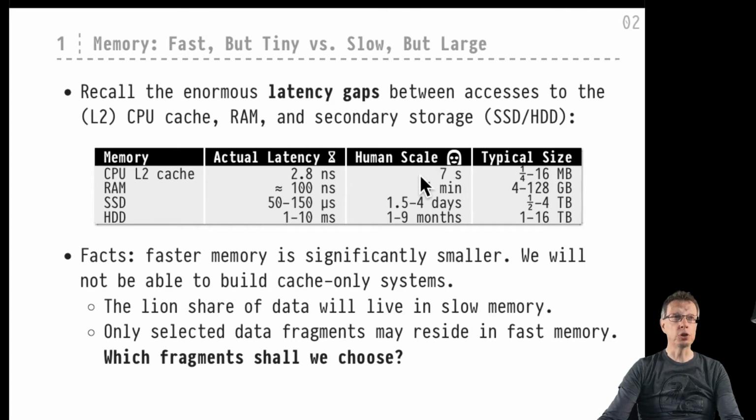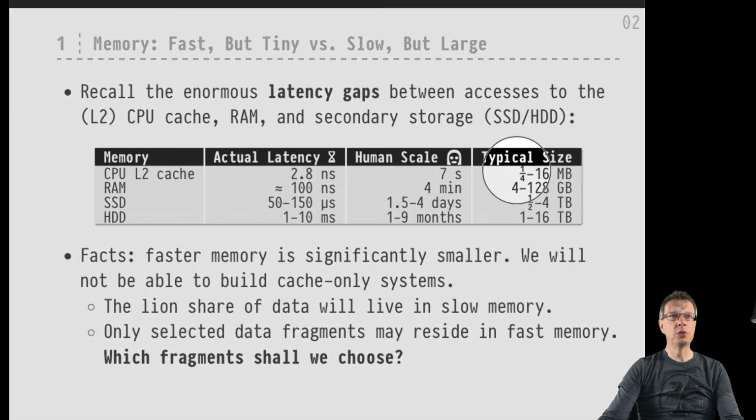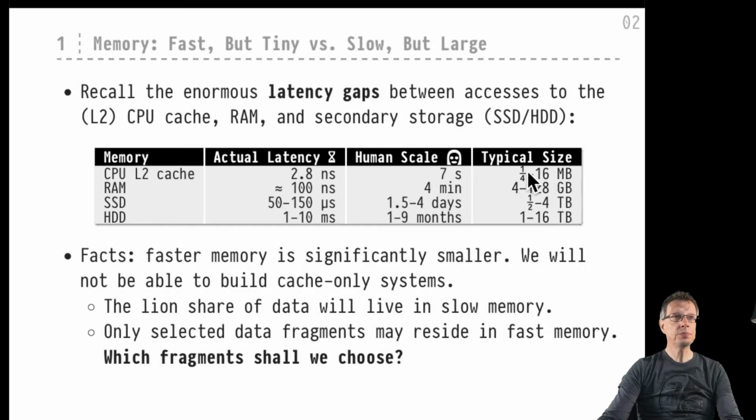Unfortunately, the CPU L2 cache, with its very fast latency of less than 3 nanoseconds, is really small. What you will typically find in your systems is a few megabytes of memory that can fit into the CPU L2 cache. That's not much. That's something, and we can work with that, but it will probably never hold an entire database.